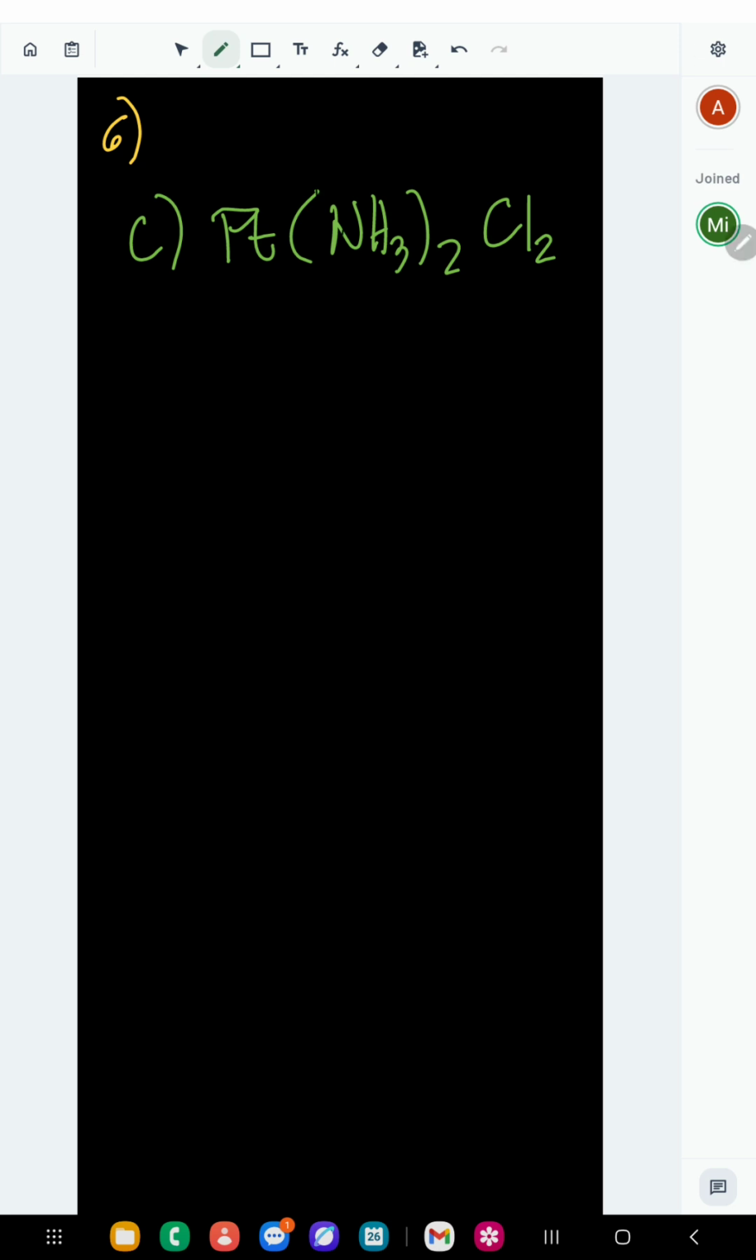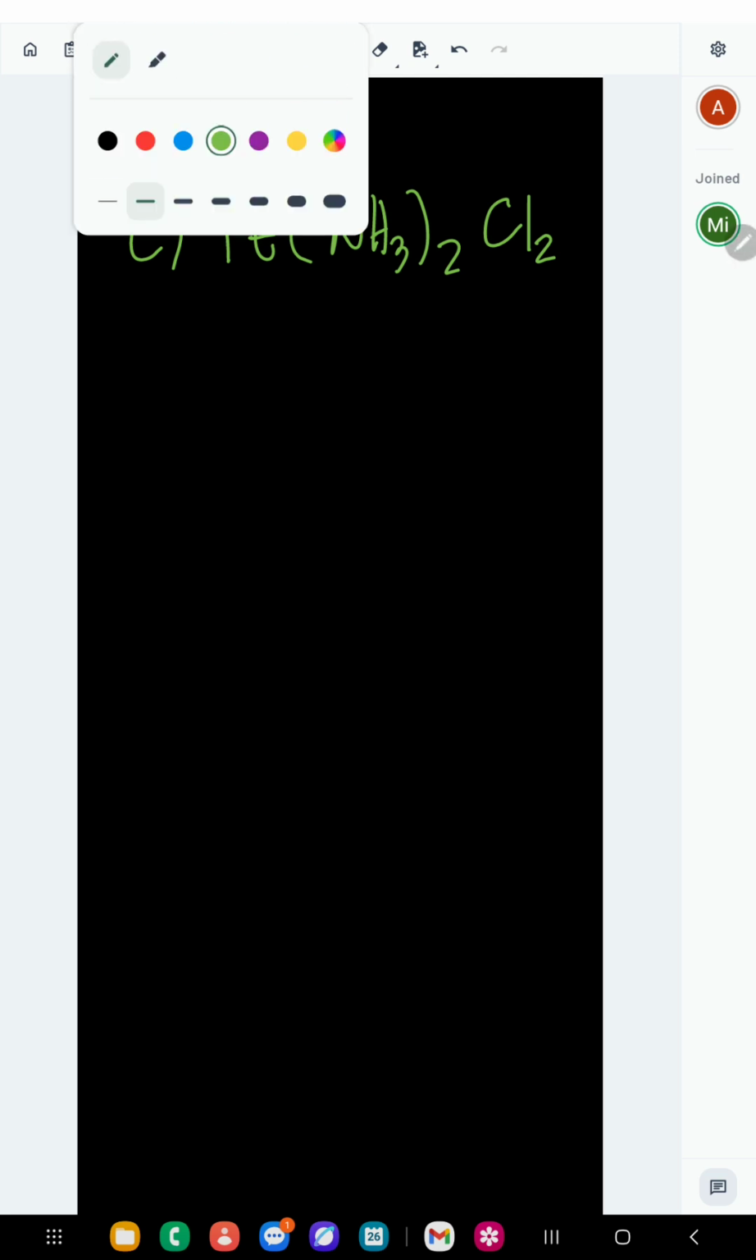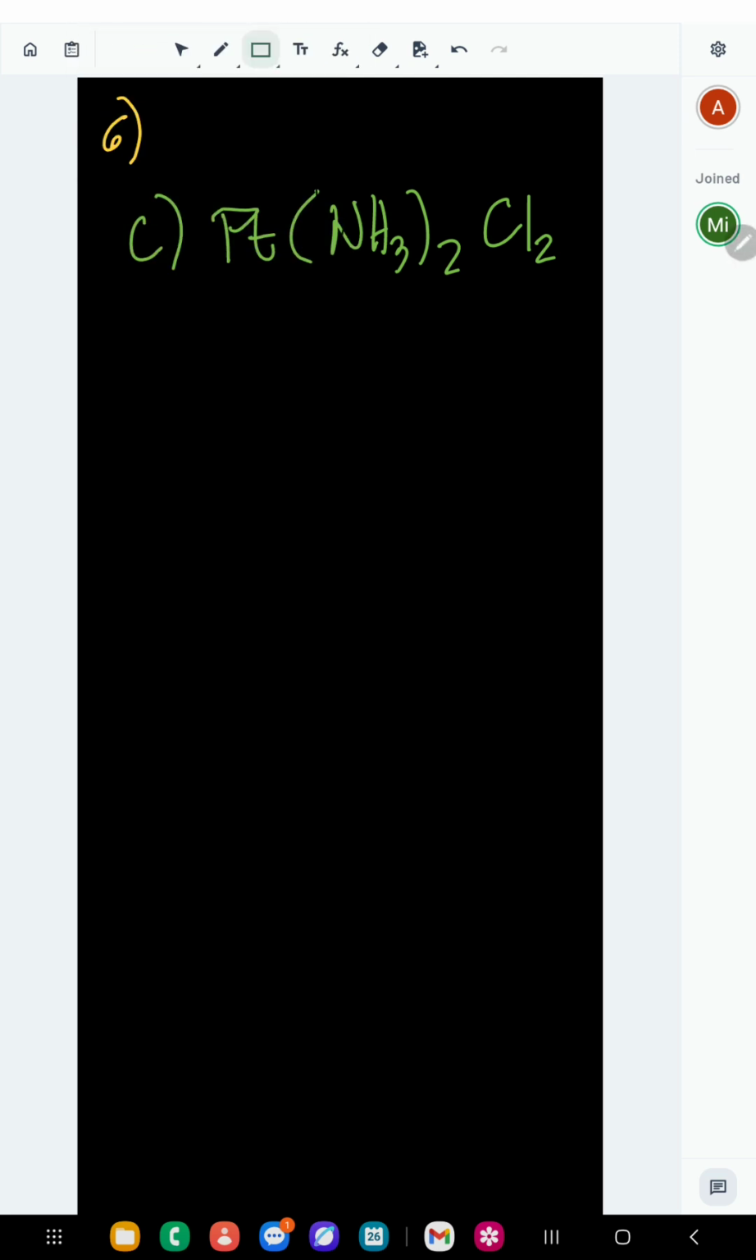Platinum 2. So this is different. You have ligands. This is for organic amine, so you don't use ammonia in this one. You use amine from the IUPAC name. So dichloro, platinum, diamine dichloroplatinum 2. So that's the name of that.